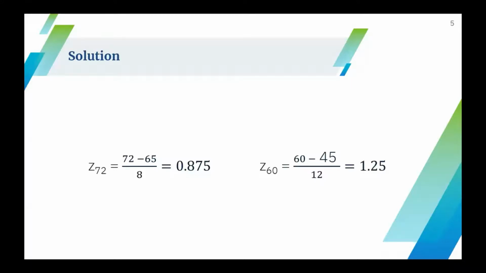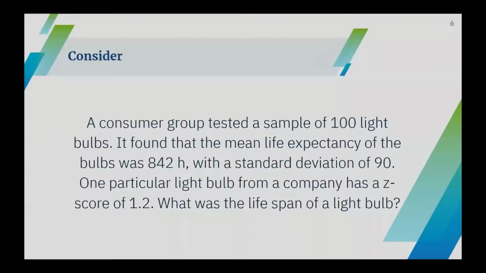The z-score equation, z of x is equal to x minus x bar over s, involves 4 variables. If the values of any 3 of the 4 variables are known, you can solve for the unknown variable. This procedure is illustrated by this next example.